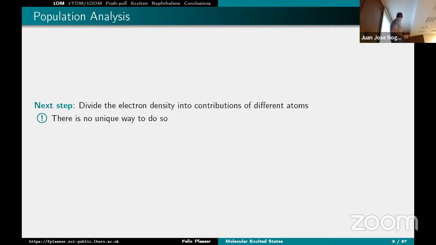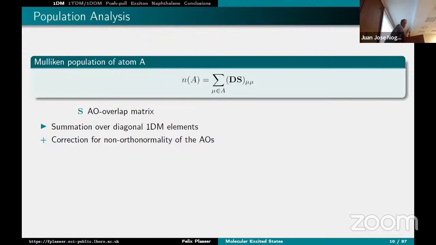So the next step that we can do is divide the electron density into different contributions. But the important thing is there's no unique way to do it. There's no clear way of deciding what part of the density corresponds to which atom. One very famous way is the Mulliken population analysis. Basically you multiply the density matrix with the overlap matrix, and then you take the diagonal. So in a sense, you just take the diagonal density matrix element over every specific atom, and then you have a specific correction for the non-orthogonality of the AOs that gives you the precise results. It makes it a bit more complicated, but gives straightforward results.